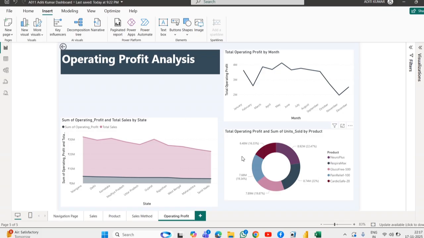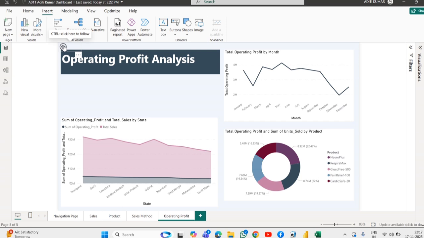And last is the donut chart, which gives the total operating profit and the sum of units sold, segmented by product. This donut chart clearly indicates that the product NeuroPlus is the highest among these, with a total operating profit of around 22.47% and a total number of units sold around 53,407. And the least is the product CardioSafe, with a total operating profit of around 16.33% and the sum of units sold around 42,879. So this comes to an end of my dashboard.